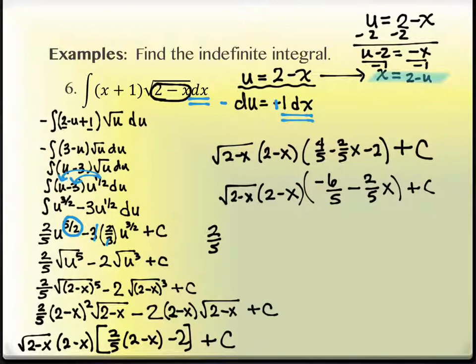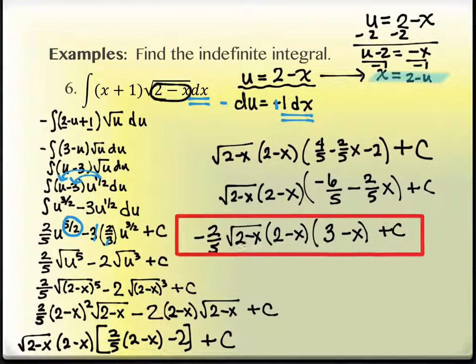So pull the 2/5 out at the beginning. There's my square root of 2 minus x. There's my 2 minus x. And then pulling out a 2/5, in fact, why don't we pull out a negative 2/5 because they're both negative. It's going to leave me with 3 minus x plus c. I would say that that's probably the cleanest spot right there to leave it in. You could leave it right there.